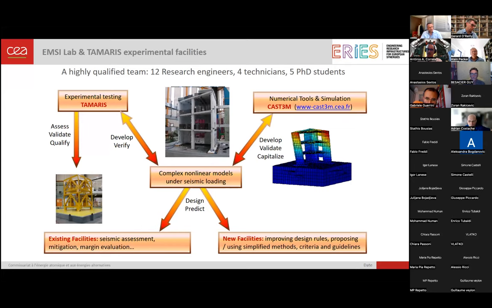1990, and through our research program we combine, like other labs, both an experimental activity through the platform and numerical simulation using our own software, which is named CAST3M. The idea is to combine as much as possible those two tools in order to work both on problems of existing facilities in terms of seismic assessment, mitigation, margin evaluation, or on new facilities, for example for improving the design rules, proposing or using simplified methods and criteria and guidelines.